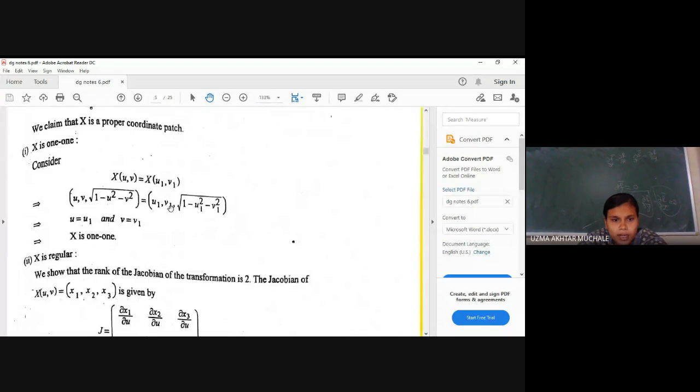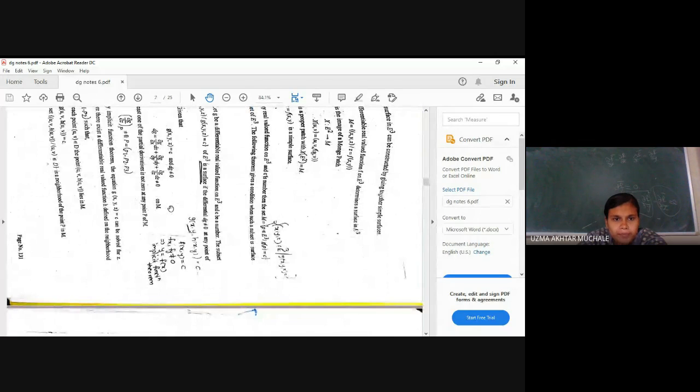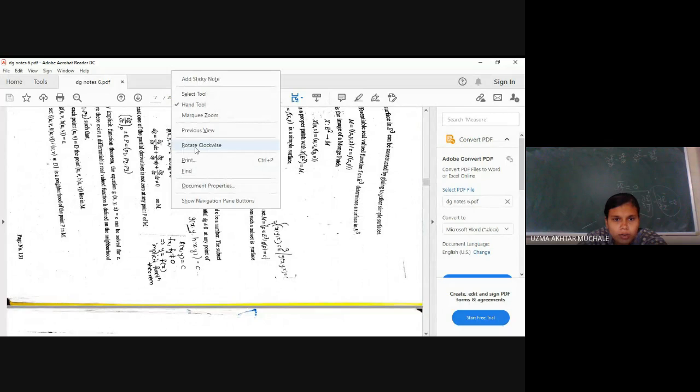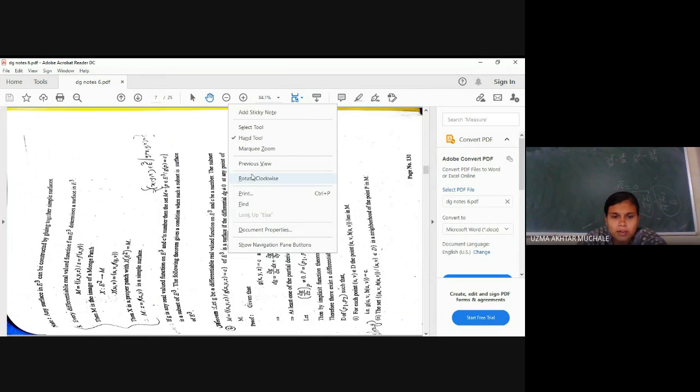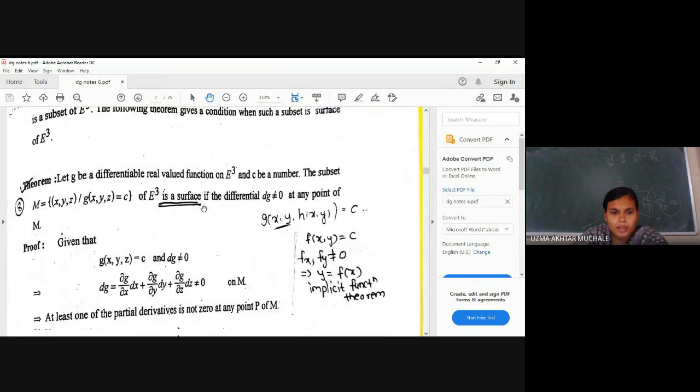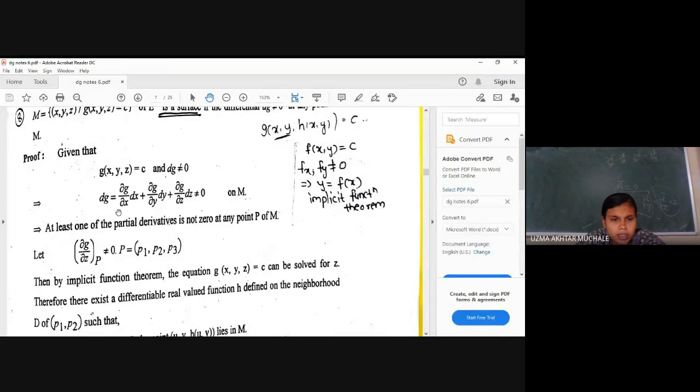What is the shortcut for that? We have taken one theorem. The theorem tells us that if you verify dg is equal to 0 or not equal to 0, it will directly tell you whether the given object is a surface or not. To verify this, first we have to find out ∂g/∂x, ∂g/∂y, ∂g/∂z. And dg equals 0 only if all these partial derivatives are equal to 0.